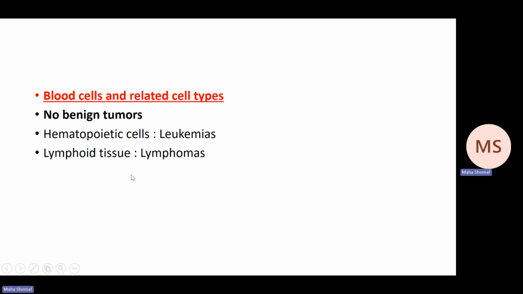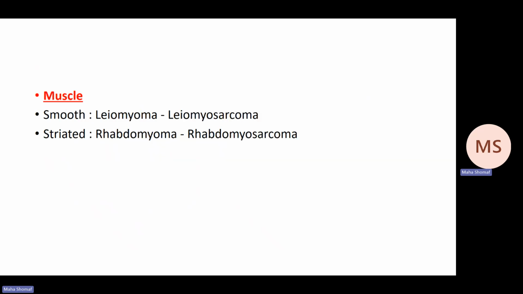Blood cells also can produce tumors. Blood cell tumors are always malignant, no benign tumors. Tumors that arise from hematopoietic cells are called leukemias. Leukemia represents abnormal cells found in the blood. In lymphoid tissue, the malignant tumors are called lymphomas. There are different types of lymphoma depending on the cell type and the maturation of the tumor cells.